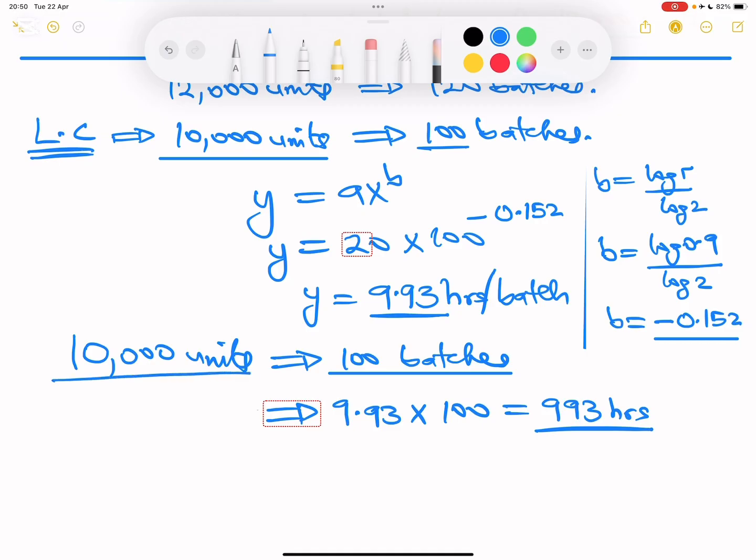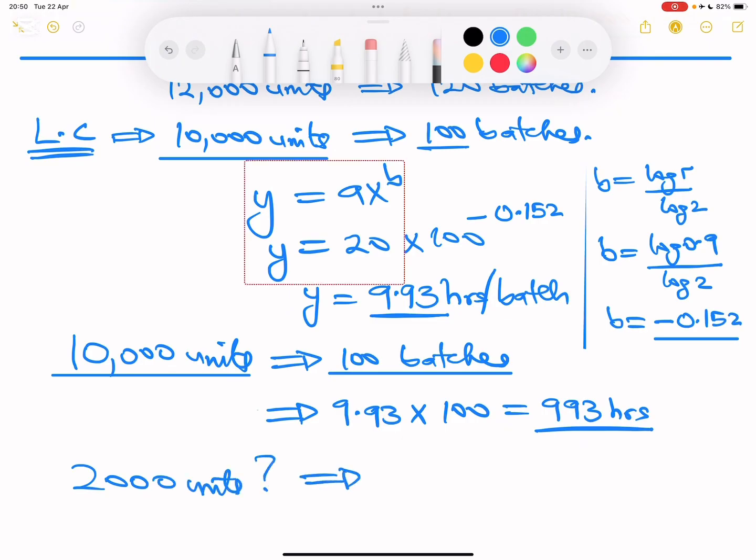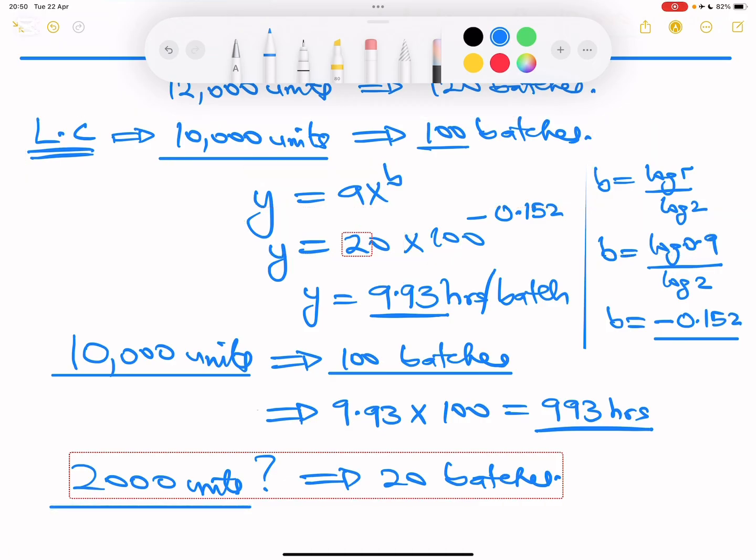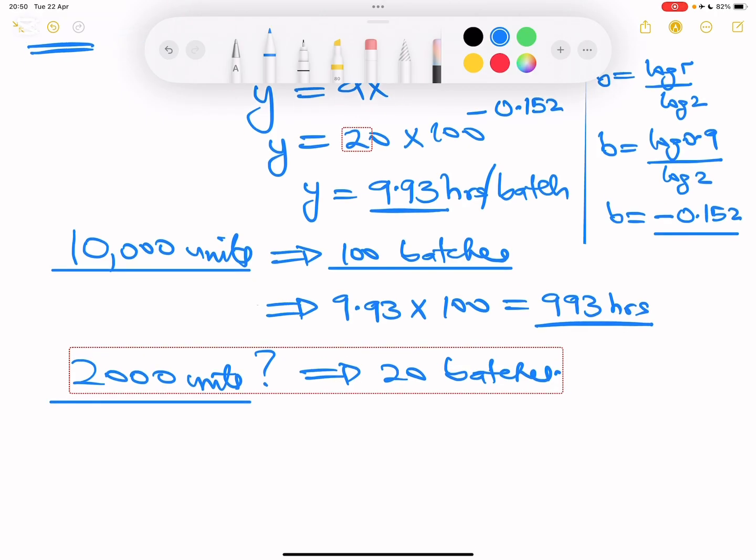And the 100 batches is equivalent to 10,000 units. Now we are left with 2,000 units, so we need to estimate the hours to produce 2,000 units. And 2,000 units will be equivalent to 20 batches. However, what we know is that learning curve is not applicable to this extra 2,000 units, because learning will cease at that point. In that case, we need to get the exact time to produce the last batch in this group.